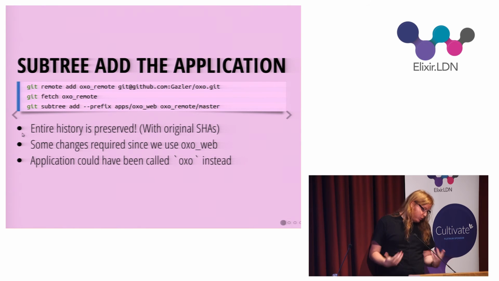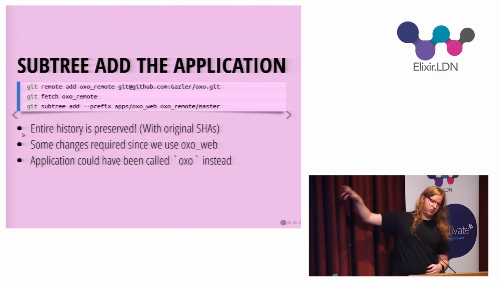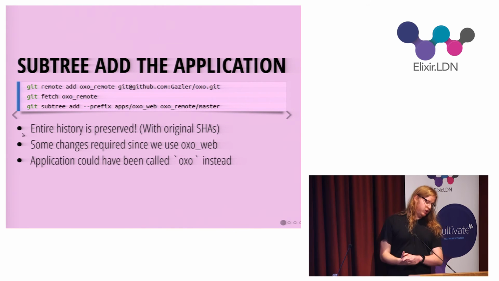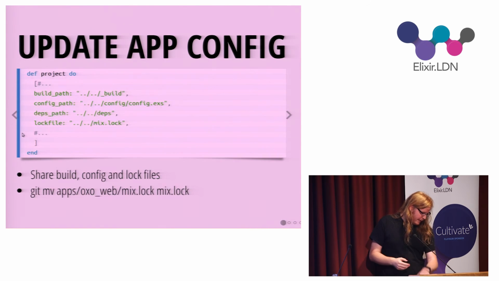And I've called mine Oxo Web in this case because there's kind of more web stuff than non-web stuff. But if there wasn't, I've got all the config in there. I've got my endpoint and stuff. So that's why I've called it Oxo Web. But if it was the other way around, I might choose a different application name. And the important thing to note is not only is the entire history preserved, it's preserved in the original SHA as well. So if you've got maybe references on GitHub to a commit, then that link will still follow through.